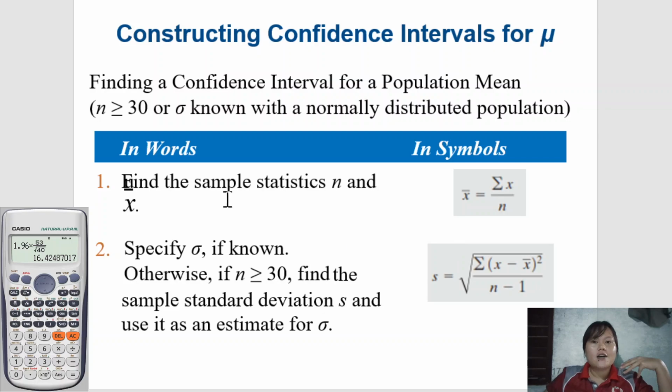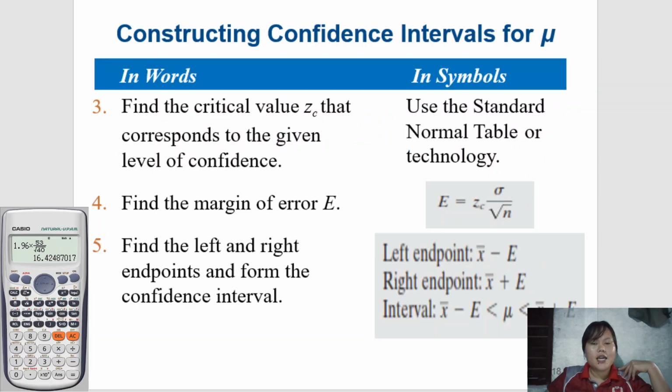So first off, find the sample statistics n and x bar, the mean. Then specify the standard deviation. Otherwise, if n is greater than or equal to 30, find the sample standard deviation s. Kung sakali lang nawala. Okay? And then, find a critical value zc that corresponds to given level of confidence, which is what we did. We checked the standard normal table. Next, find the margin of error using the formula E is equal to zc multiplied by standard deviation over square root of n. And then find the left and right endpoints by subtracting and adding the mean to the endpoints that is found on step 4.